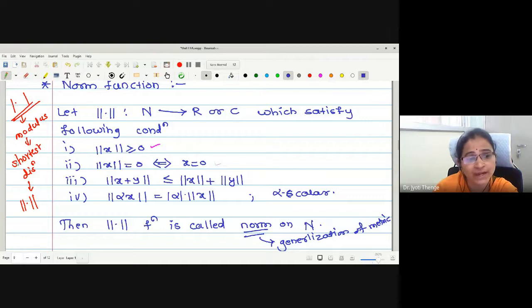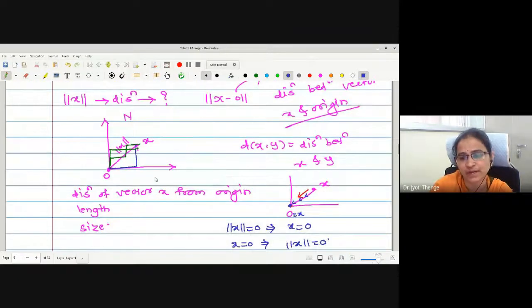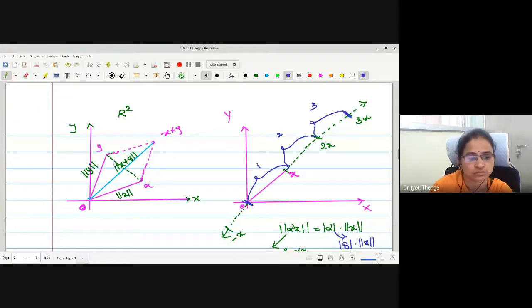Actually, I told you why the double bar is used. Because the single bar we have used for modulus. Modulus is a representation used for finding the distance between two vectors. But now we are generalizing this. That's why, instead of a single bar, we have given double vertical bars. And I have tried to explain the meaning of every condition also. If you have any difficulty, you can unmute and ask.